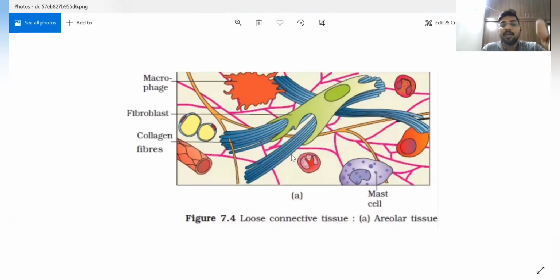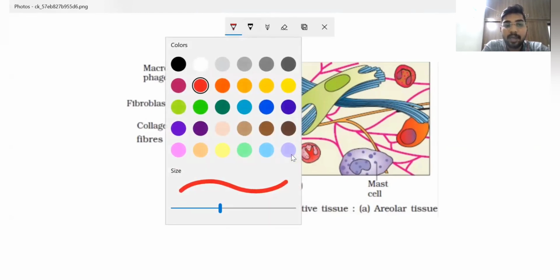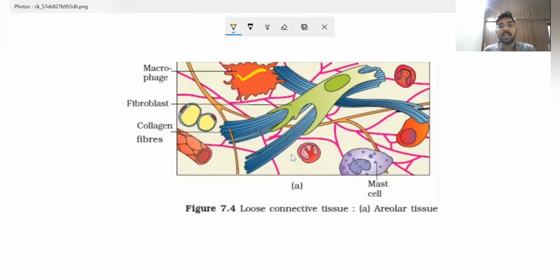And here you can see the macrophages that I told you are amoeboid, amoeboid-shaped cells. And also you can see the mast cells, which are granular in appearance. You can see beautifully your collagenous fibers in the form of bundles. And you can see these pinkish fibers. These are your reticulate fibers. They are in the form of a network or mesh over here. And this light yellowish color is your elastic fibers. So this is all about your connective tissue.